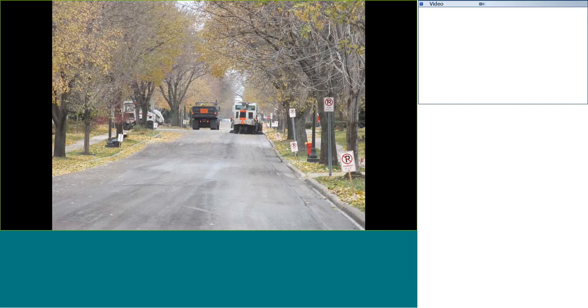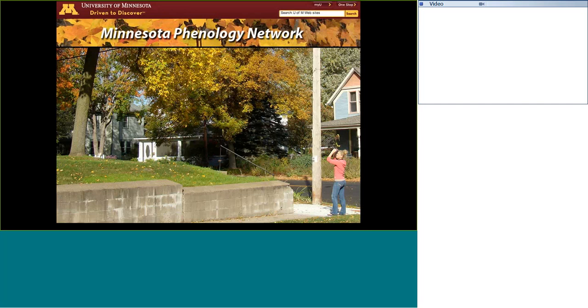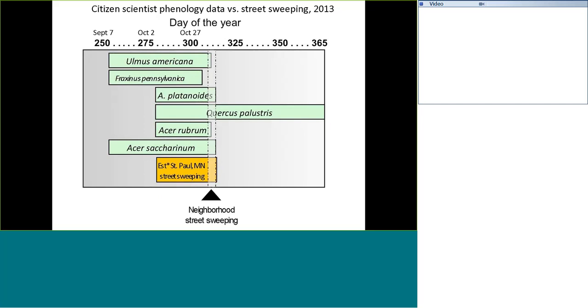So we did a little citizen science project with residents in one of the neighborhoods in St. Paul, and had residents keep track of tree phenology, so the timing of biological events over the season, including litter fall. And they entered those data into the Minnesota Phenology Network. And so then we were able to get information on when different common street trees are dropping their leaves. And so each of the green bars in this figure shows the period over which these different species dropped their leaves in this particular year.